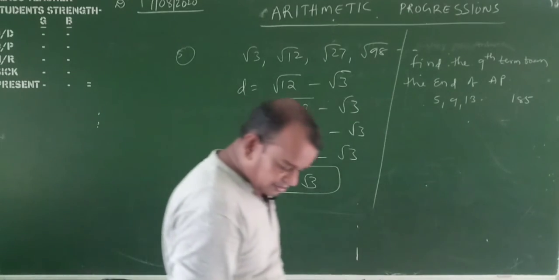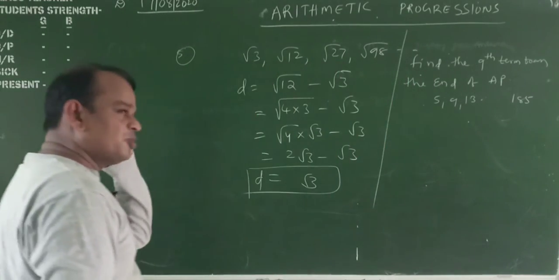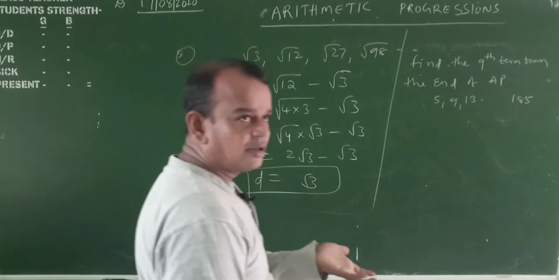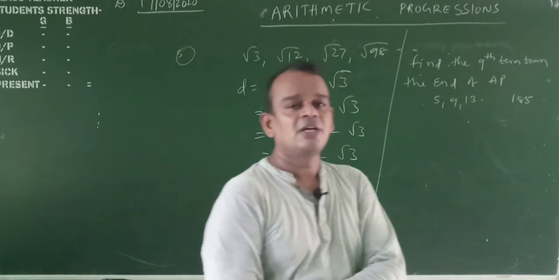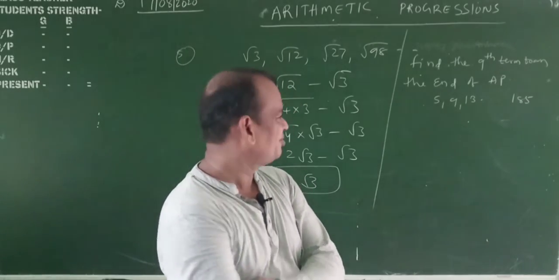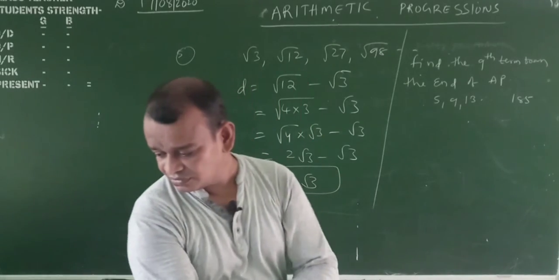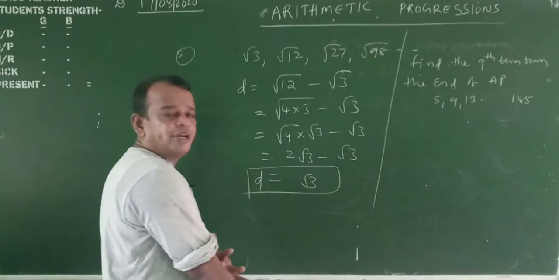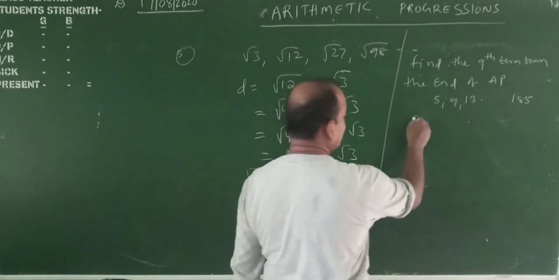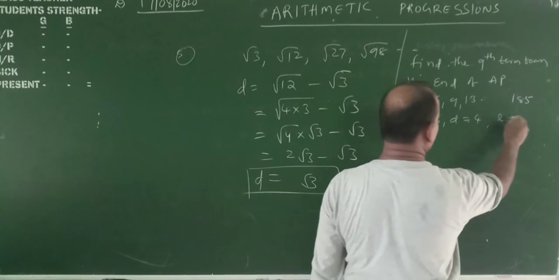Find the ninth term from the end. Yesterday, we saw that if the series has m terms, the nth term from the end means the m minus n plus 1th term from the starting. We don't know how many terms there are. Here the a value is 5. Observe that d is 9 minus 5, which is 4. L is given as 185.